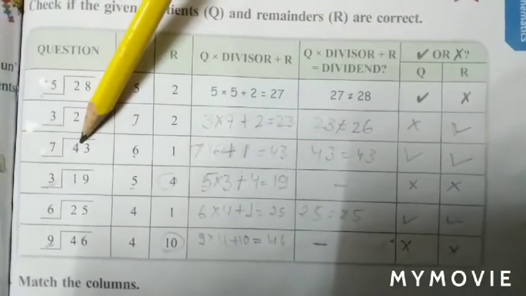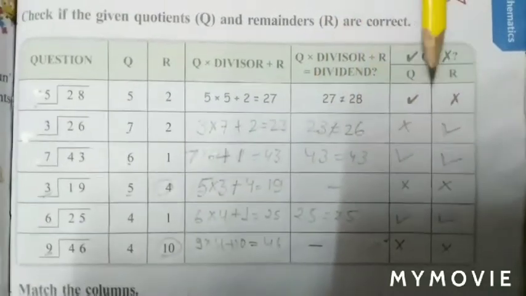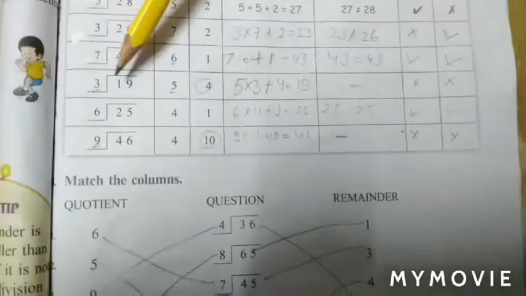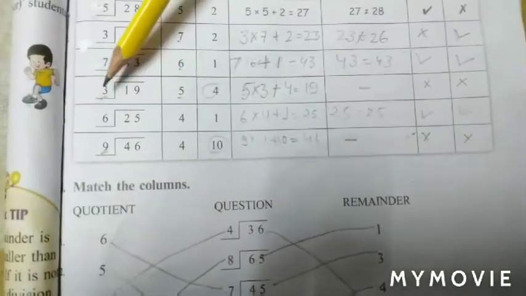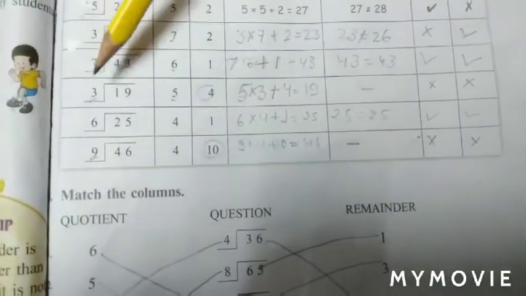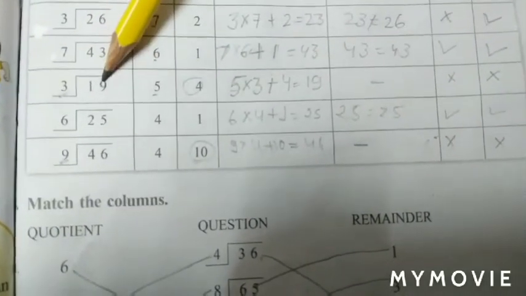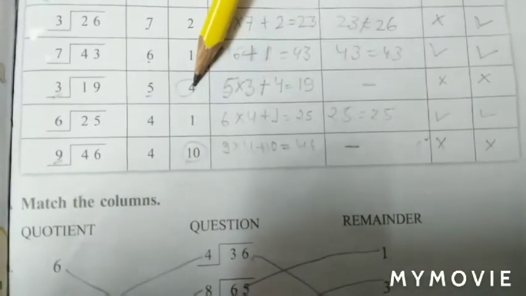43 equals 43. So that quotient is correct as well as the remainder is correct. We will divide 19 by 3. Here 5 as quotient is written, but here 6 will come. 3 sixes are 18. And when 19 minus 18, you will get 1 here.